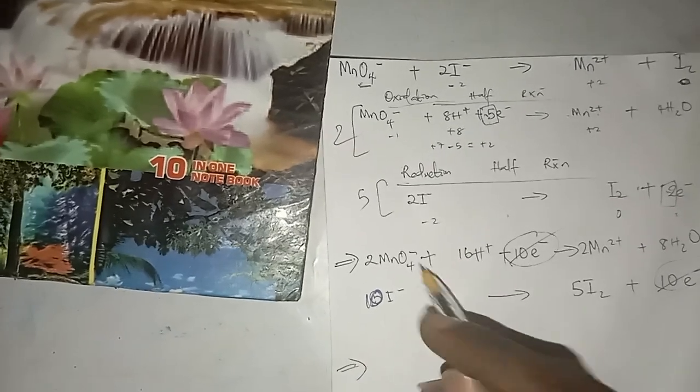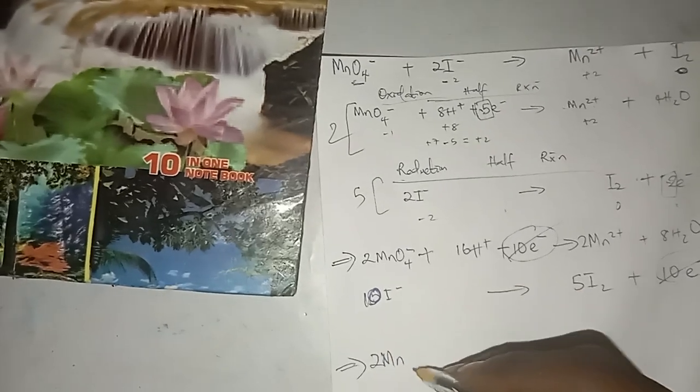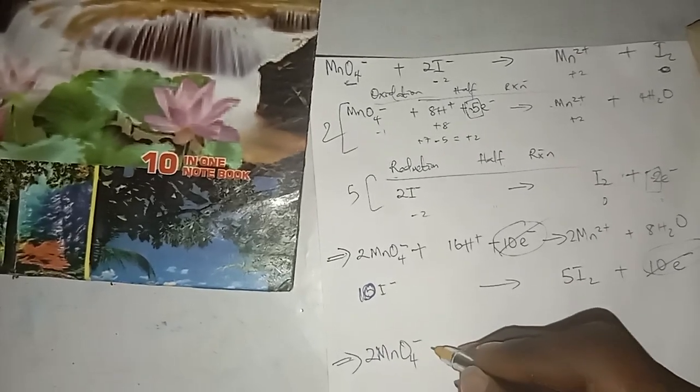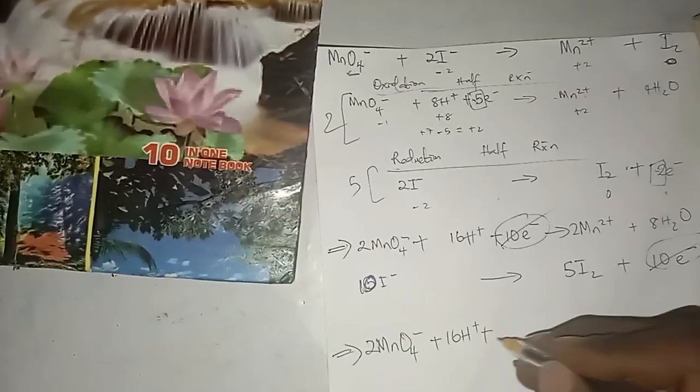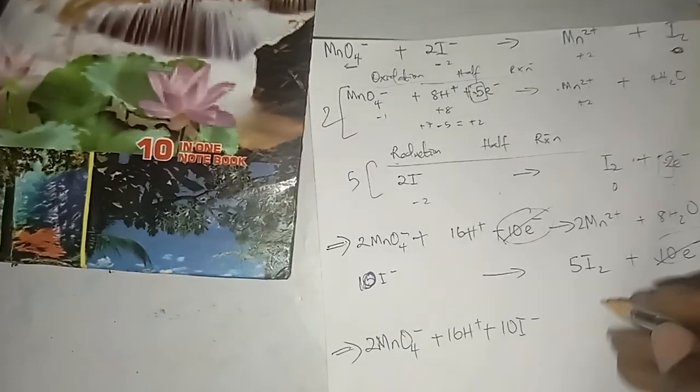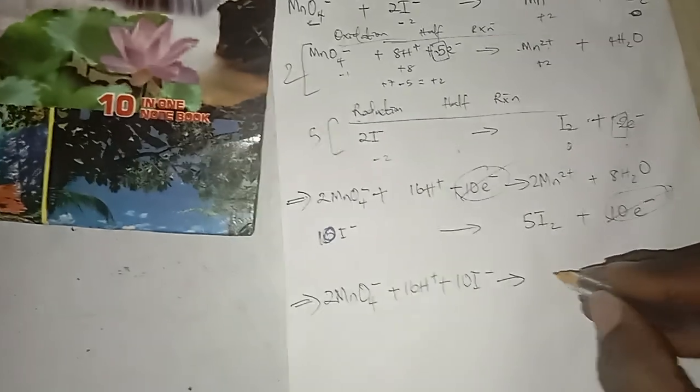Now we can go to the next rule, which is to collect. We collect the left hand side of both reactions and the right hand side of both reactions, plus 16H plus, then plus 10, to give me.